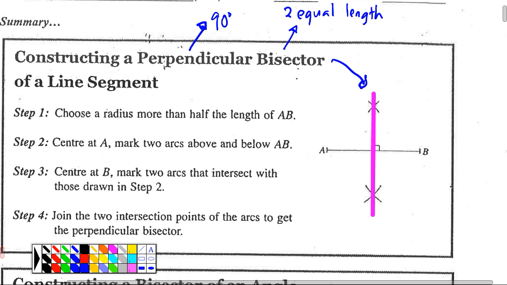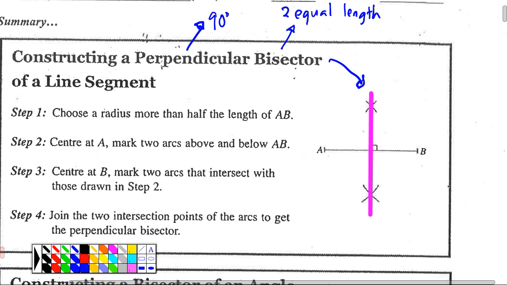Now, looking at this diagram, can you tell me where are the 2 equal lengths? Left and right. You mean here and here? No. You mean here and here? Wrong. Okay, it's not here and here that is equal length, but it's here and here that is equal length. So can you indicate this is double stroke, this is double stroke? So let's see what the pink line does. The pink line cuts AB into half. And these are 2 equal lengths.